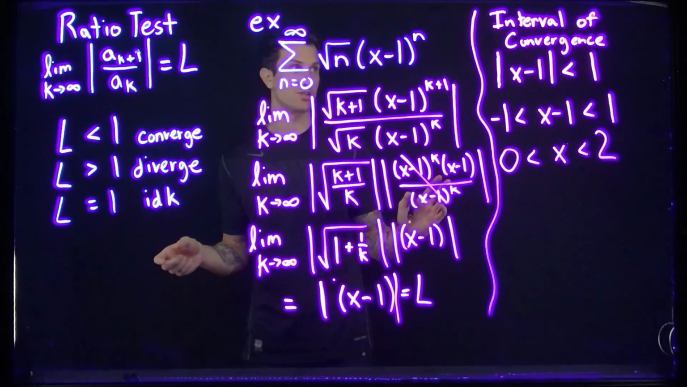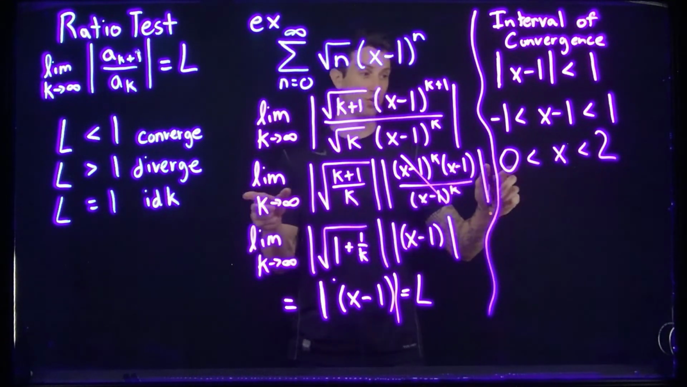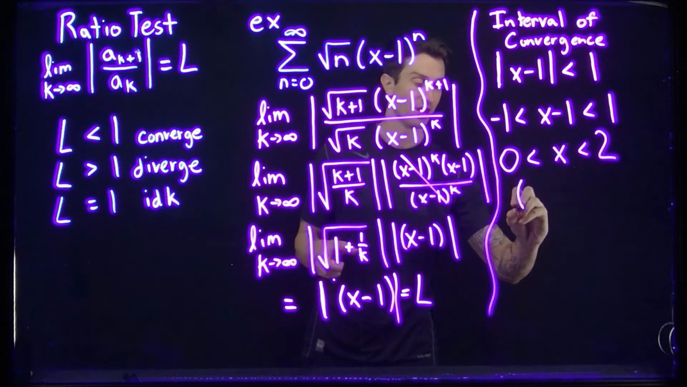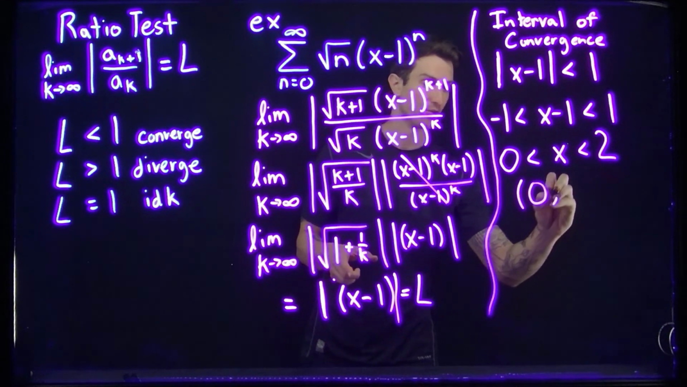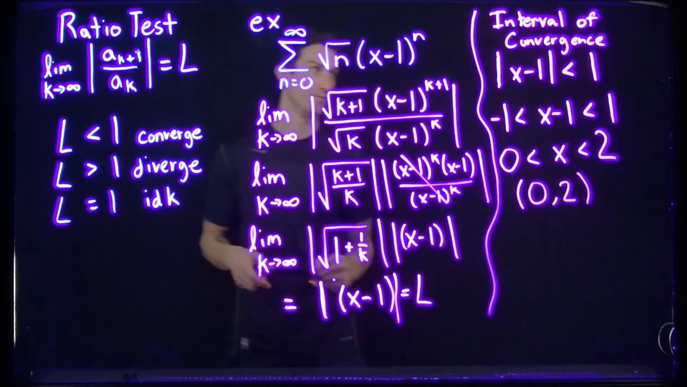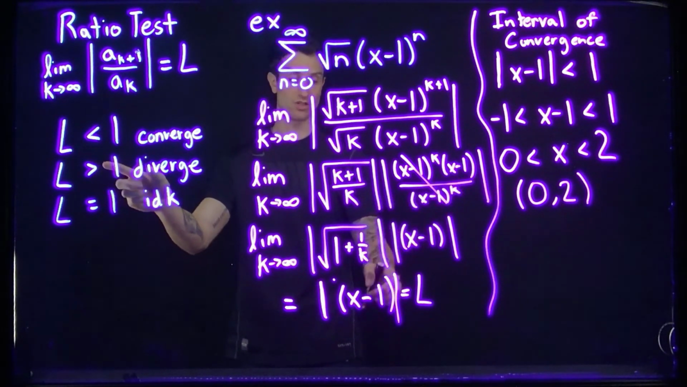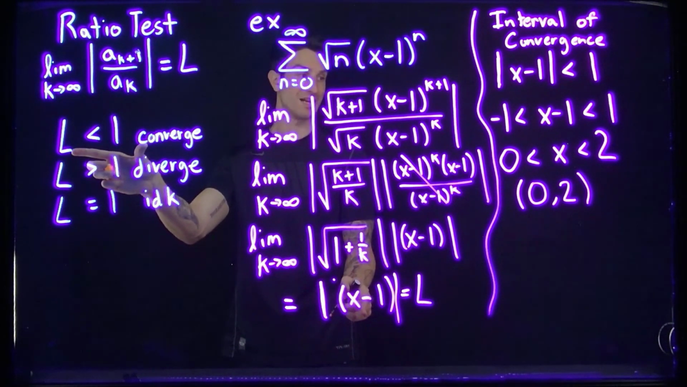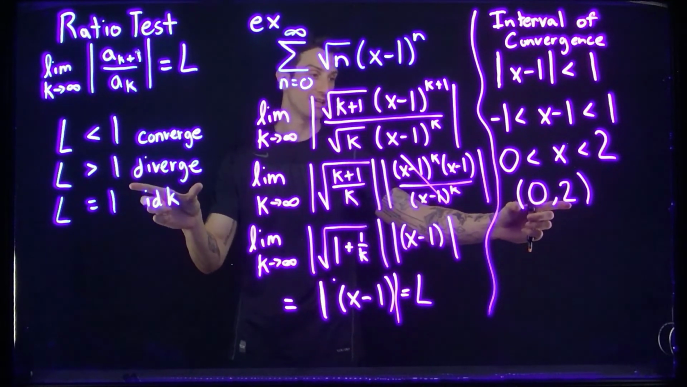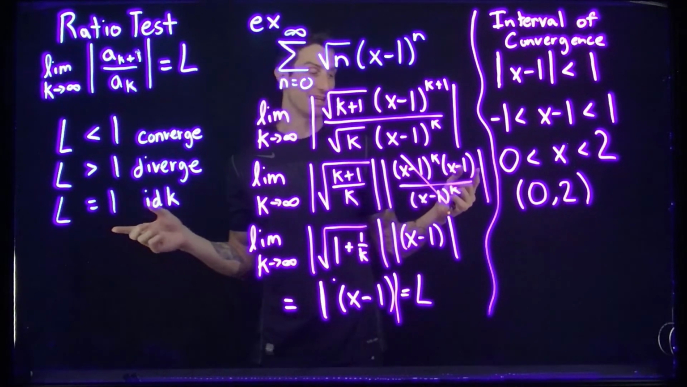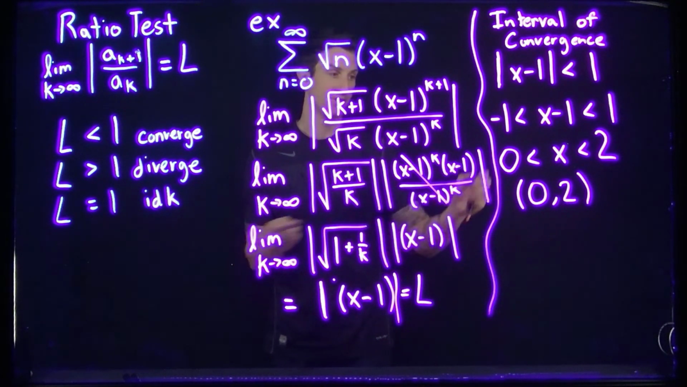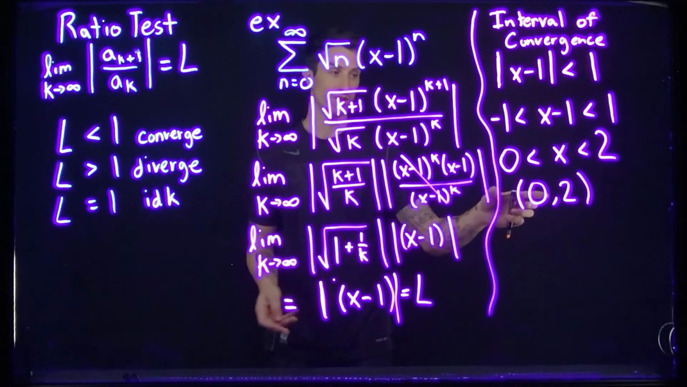And that's just how we solve the interval of convergence, right? So I know that I will converge anywhere between 0 and 2. Anywhere between those two values, my limit is going to be less than 1, which will mean that I will converge anywhere on that interval. Anywhere outside of that interval, I will diverge, and anywhere on the bounds themselves, I don't have an answer for you.